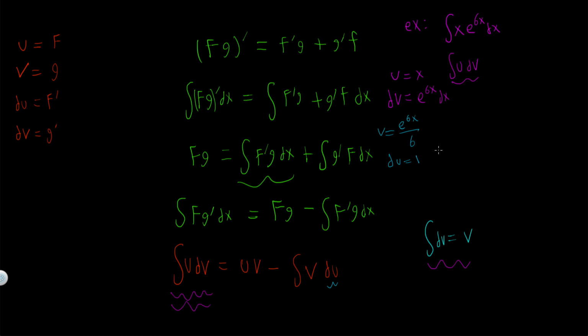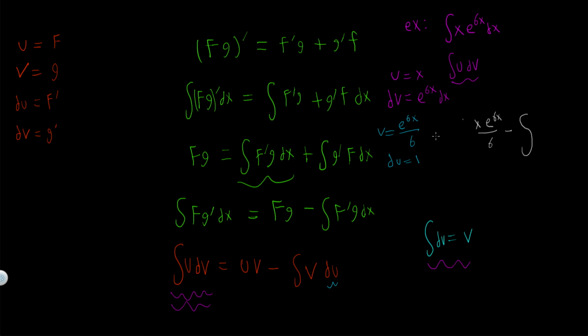So u times v, well, that's x times e to the 6x over 6. So that's just, I'll do it right here. So x e to the 6x over 6, right? I can't really multiply them, I just write them next to each other. So this is uv minus the integral of v du.